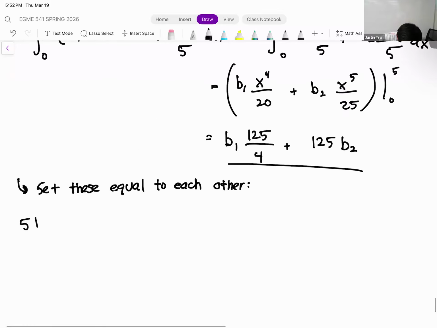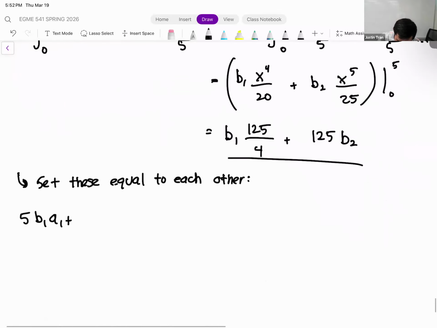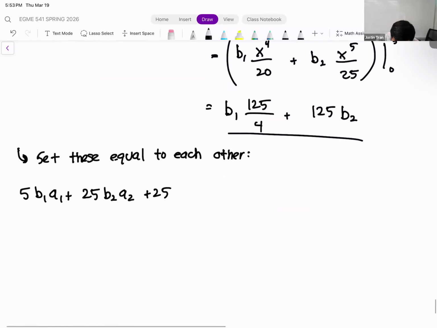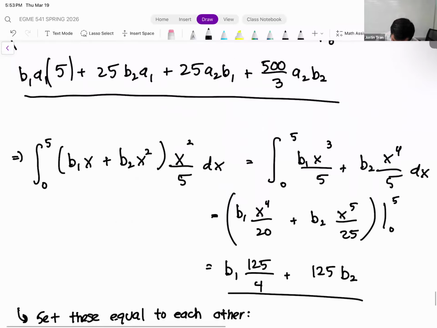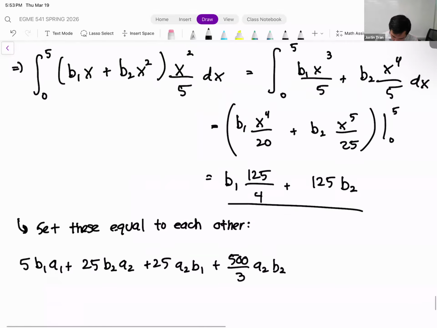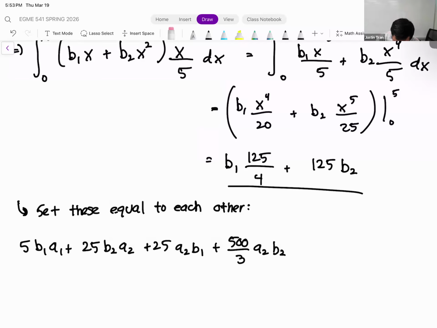We get 5b1a1 plus 25 b2a2 plus 25 a2b1 plus 500 over 3 a2b2. Okay. I'm sorry. This first 25 here is b2a1. I apologize. So make sure that's b2. We should have just one combination of every term there. Okay. And then on the right-hand side, we have 125 over 4 times b1 plus 125 b2.